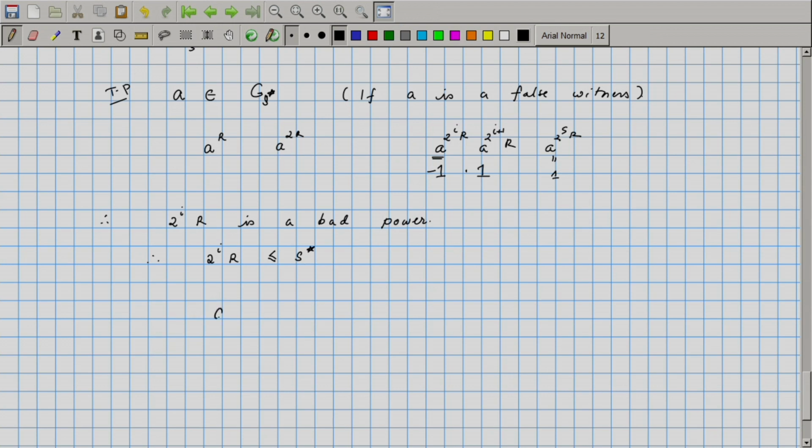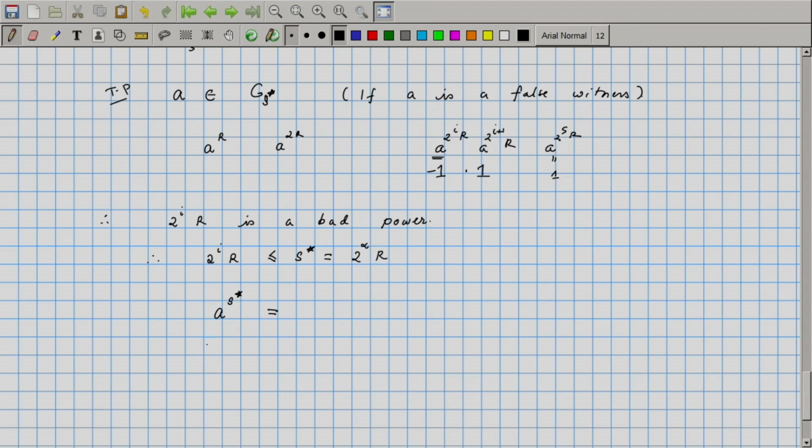Okay. Therefore, if you take A raised to S star, then that is going to be equal to A raised to 2 raised to I times R plus, let us say, t, where t is greater than or equal to 0, and A raised to 2 raised to I, okay, and S star, let us assume, is equal to 2 raised to alpha times R. Okay.